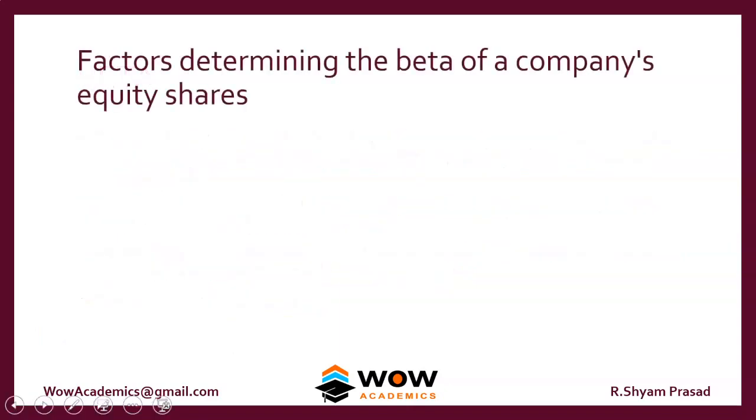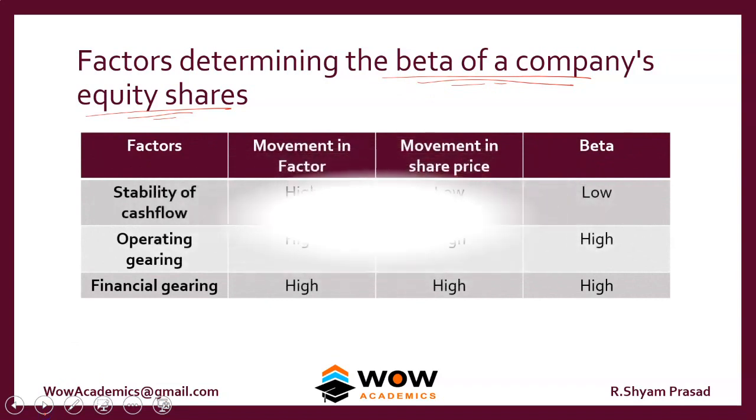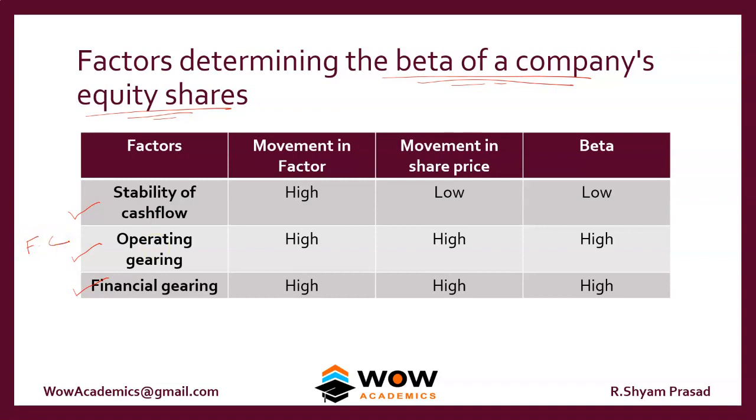So what are the factors which determine how high or low a beta will be? So that is the systematic risk. But apart from that, how can we find it out? So you can take things like stability of cash flow, operational gearing, and financial gearing. Operational gearing refers to the fixed cost a company has, the level of fixed cost a company has. Financial gearing refers to how much debt a company has.